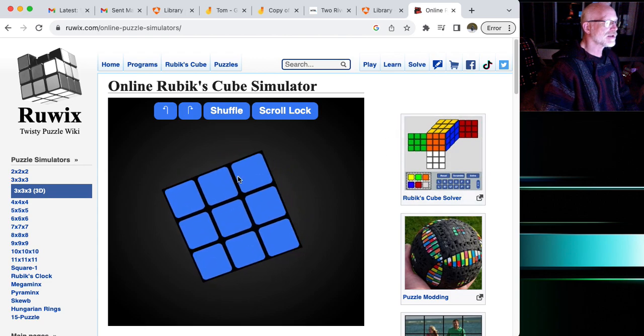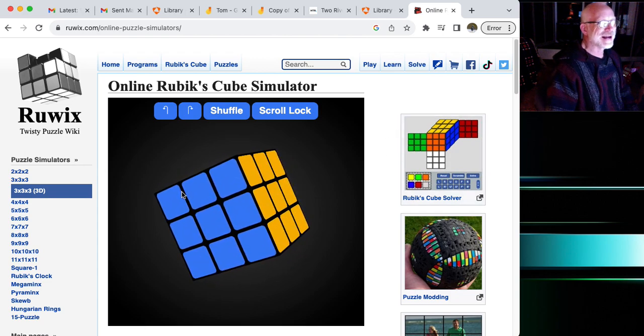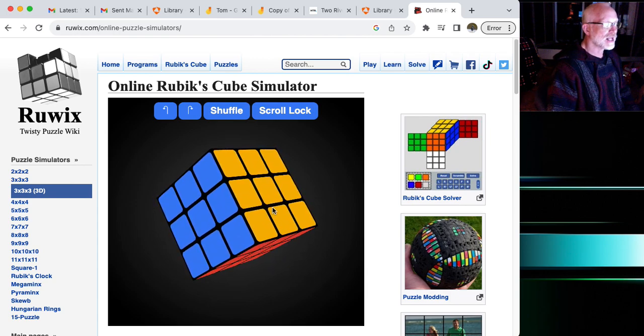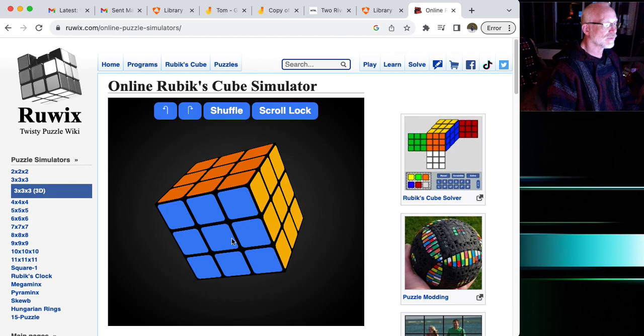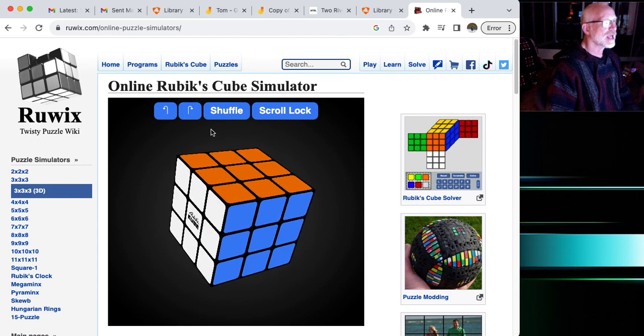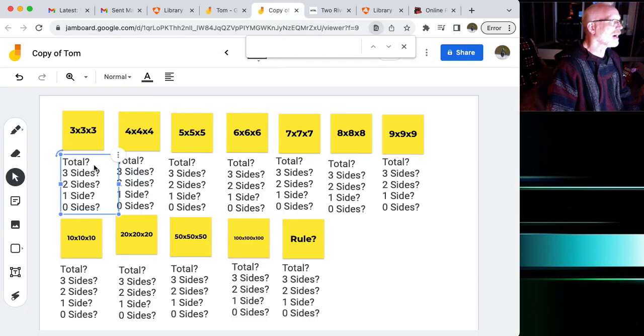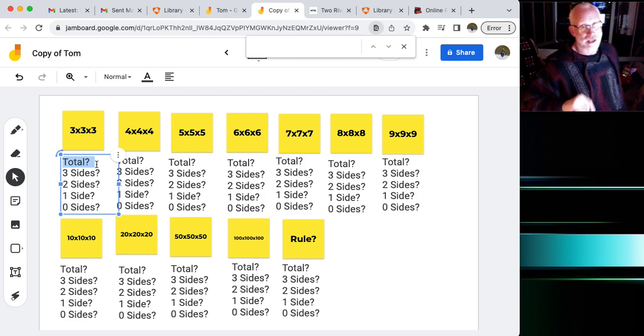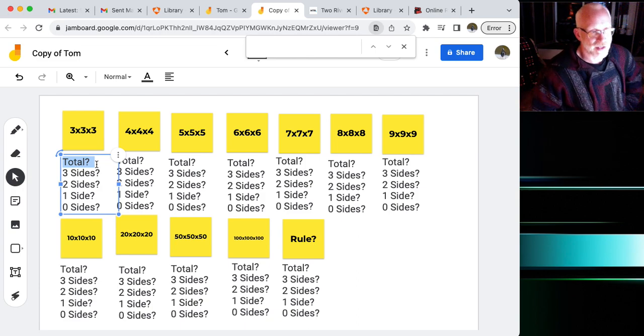So take a look. You can look at this. You can pull this cube. And you can move it in different directions. And what do you see on this thing? What do you notice? And the first thing I'm going to ask is, how many total cubes are there? Think about it. Don't say anything to your group. Just think about it. And I'll give you a minute for that.